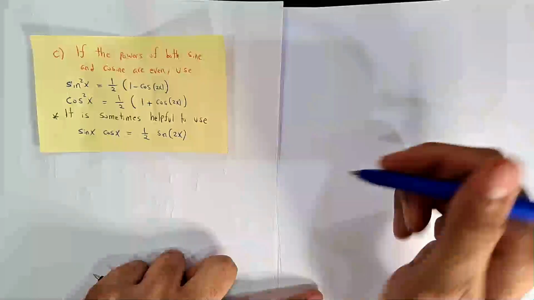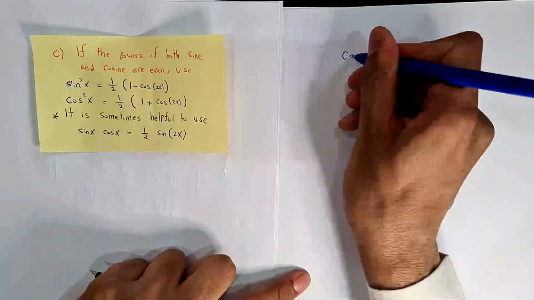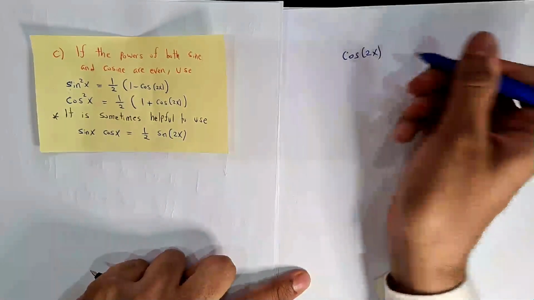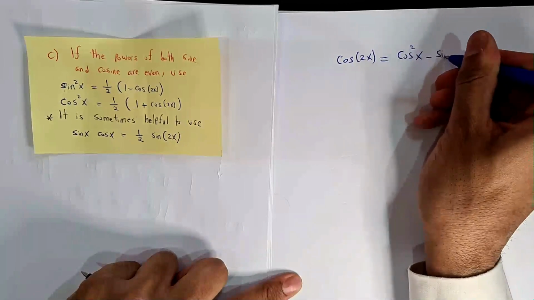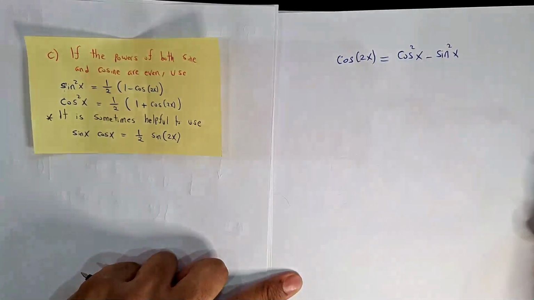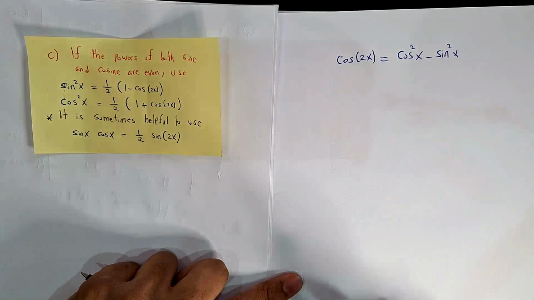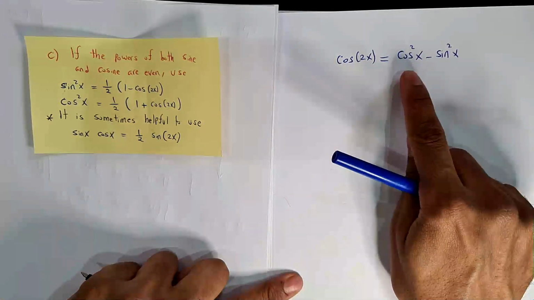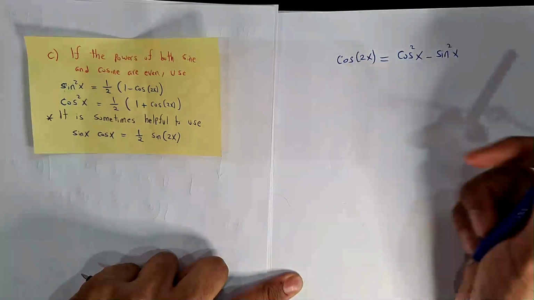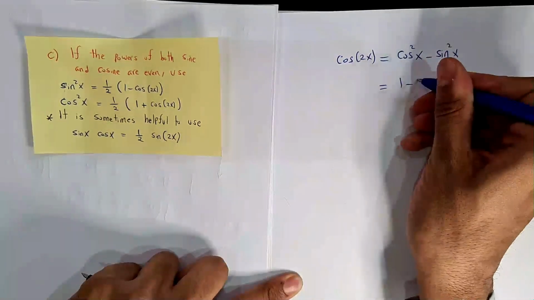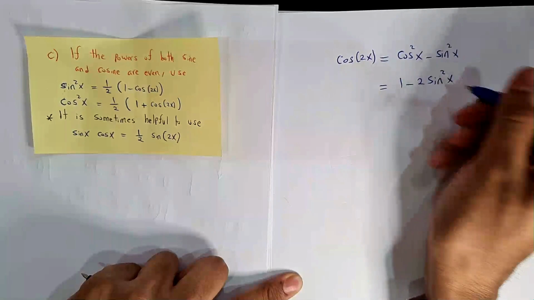How to prove sine square equals this? This is very important. Remember, what is cosine 2x? We have 3 formulas. One is cosine square x minus sine square x. In fact, if you know this, you can find the others. What is cosine square itself? It is 1 minus sine square, and you have minus sine square also here. So if you combine these, you will get 1 minus 2 sine square x.